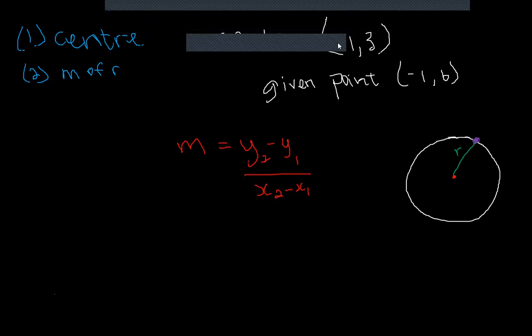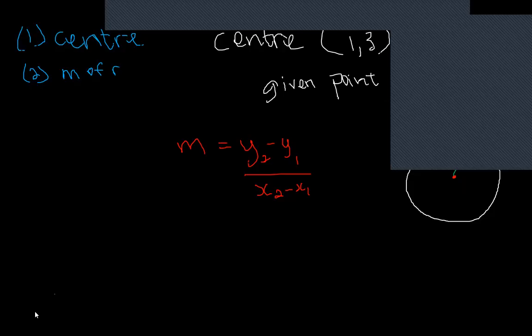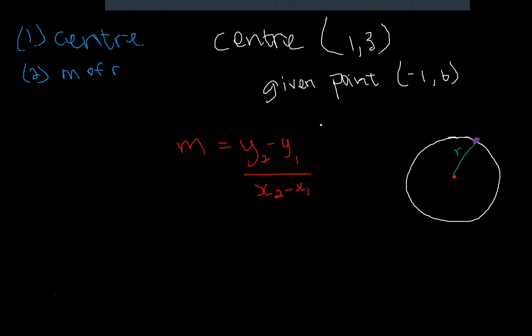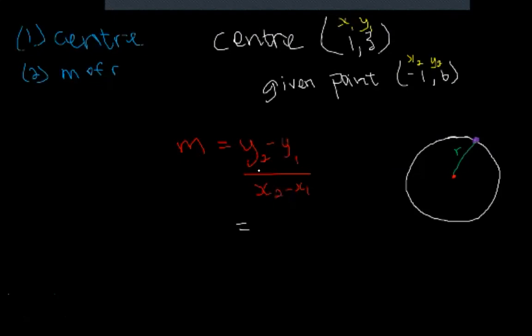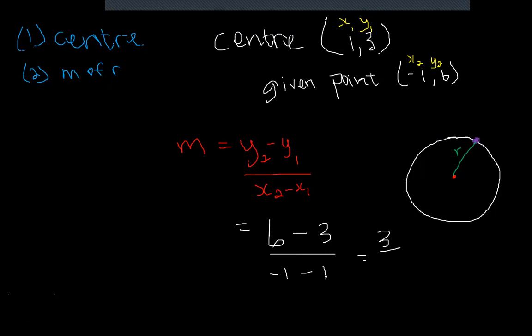And substitute the values. What I need to do is identify x1, y1, x2, and y2. Let's say I want this to be x1 and y1, and this to be x2 and y2. All I have to do is substitute these values into my equation to get the gradient. y2 is 6, so I put 6, minus y1, which is 3, divided by x2, which is -1, minus x1, which is 1. 6 minus 3 is 3, and -1 minus 1 is -2. So now we know that the gradient of the radius is -3 over 2. Step finished.